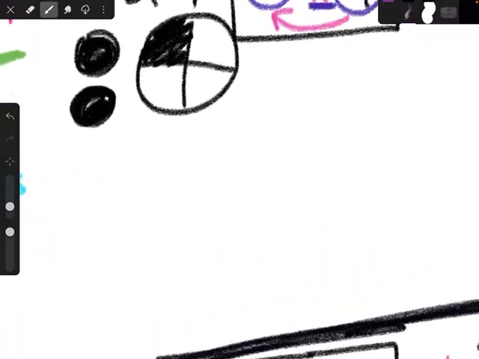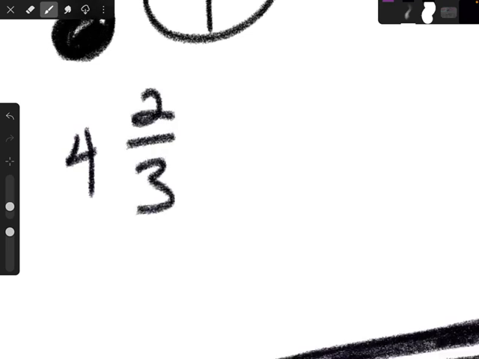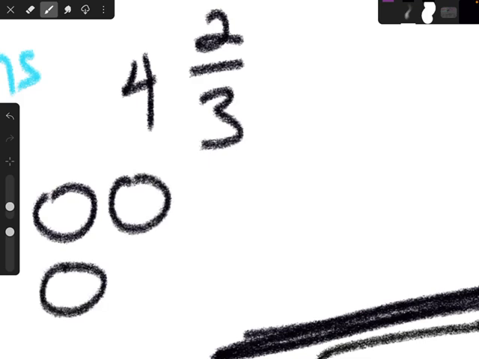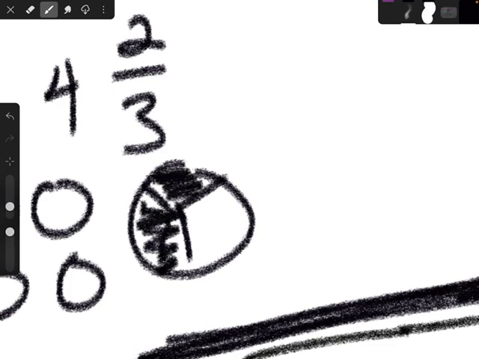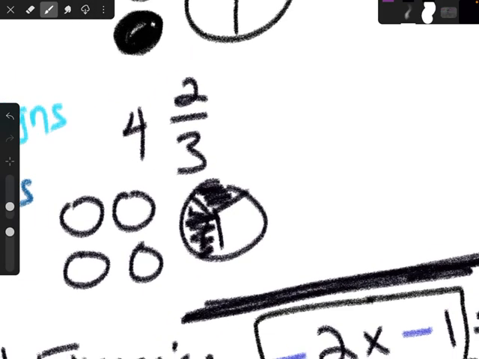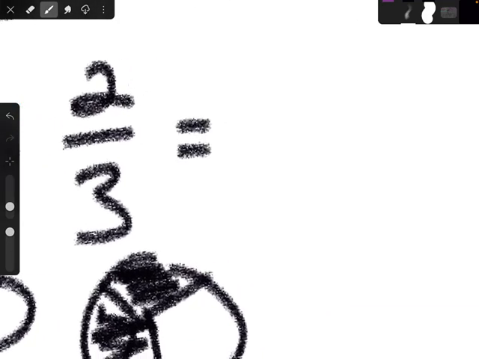All right, so let's see if I gave you 4 and 2/3, right? We know what this is on pies. We have 4 whole pies, 1, 2, 3, 4. And we have 3 slices over here, and 2 of those slices I filled. That's what it is in this fraction. If we were to keep it all the same, it's cool, right? We get it. But I want to change this fraction into a monster fraction. So what do I have to do?